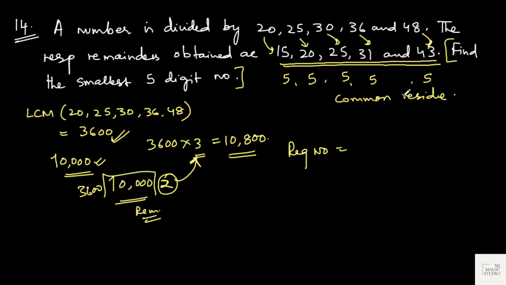Now the required number, since we have a common residue, is the number in the limits minus the common residue, that is 5. 10,800 minus 5 will give 10,795. 10,795 is the number which when divided by 20, 25, 30, 36, 48 will leave residue 5 in all cases.